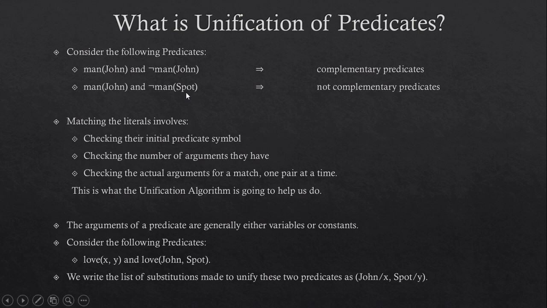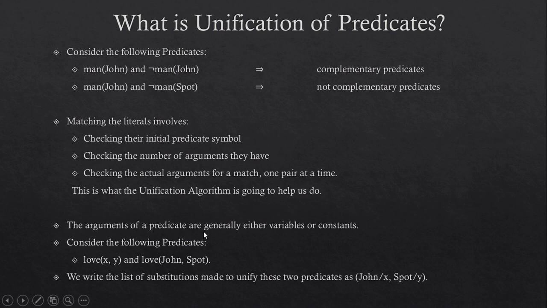So in such a case, matching involves first checking their initial predicate symbol. If this matches, then checking the number of arguments they have. And then if that matches too, then checking the actual arguments for a match, one pair at a time. This is called unification of predicates. And this is what the unification algorithm is going to help us to do.